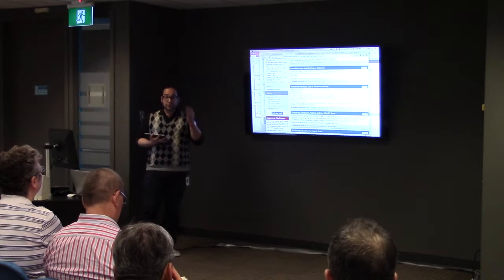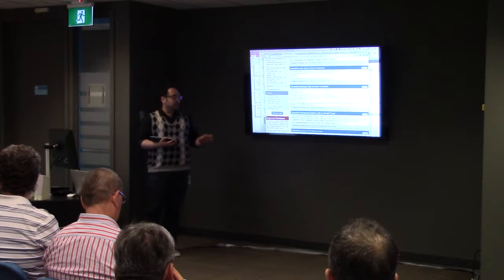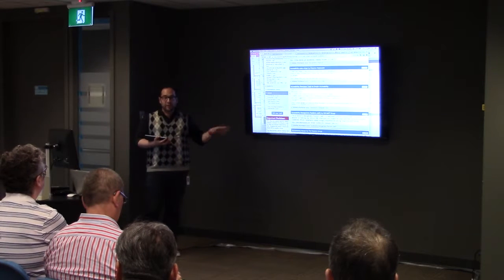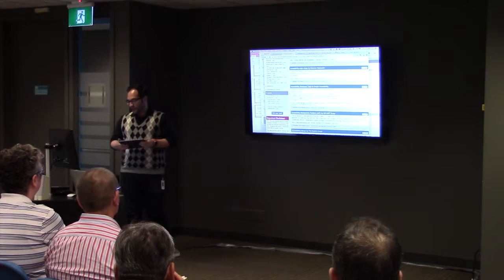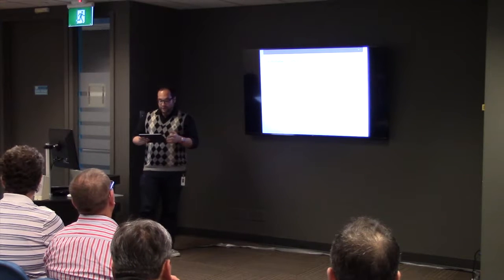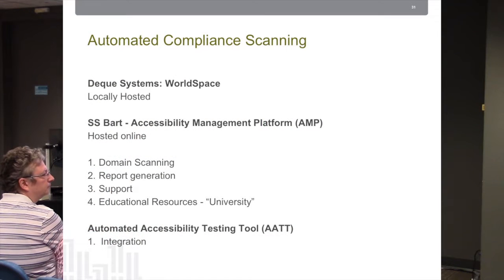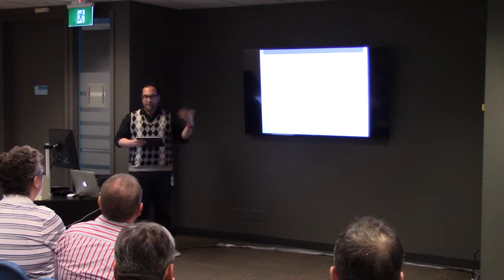And if you're new to accessibility, I don't recommend jumping straight into an enterprise solution. I would say test with some free software, get an understanding of what's going on, and then move on to some sort of enterprise tools. We here at Central One do use automated scanning, and we do have an enterprise tool. I live within Vanq Systems' product called WorldSpace, which is locally hosted as a server. So it runs automatic scanning.